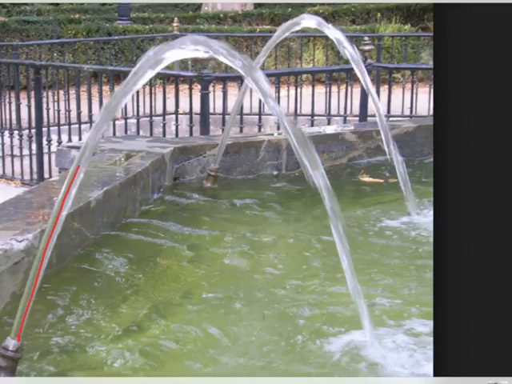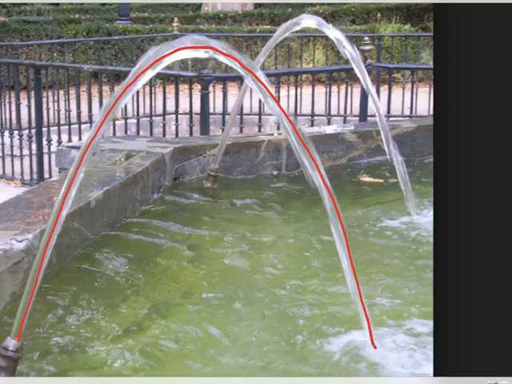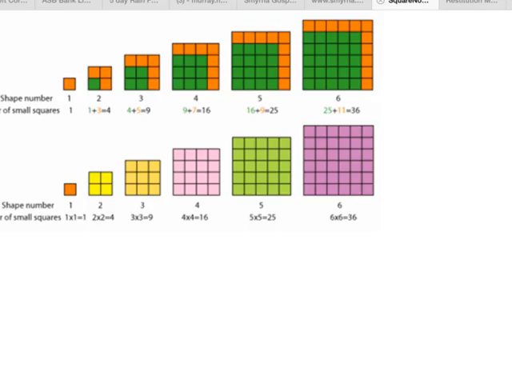Parabolas occur in nature. As you can see, a beautiful shaped inverted parabola here. Parabolas are based on square numbers. Your square numbers: 1, 4, 9, 16, 25.